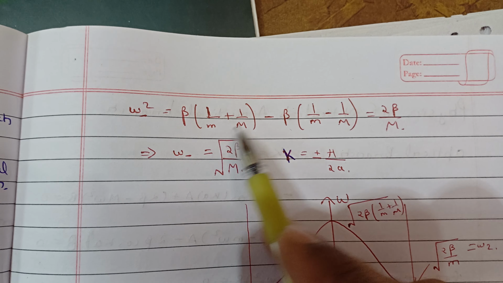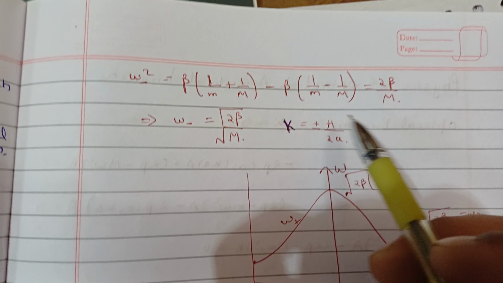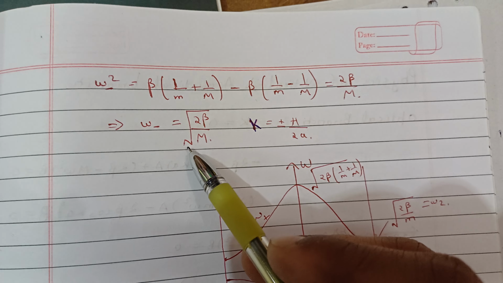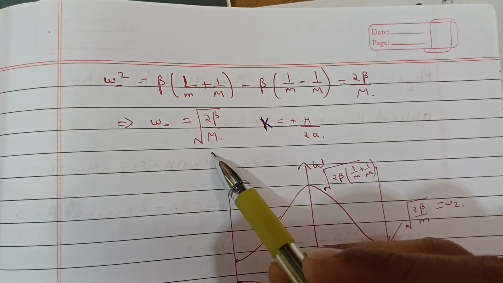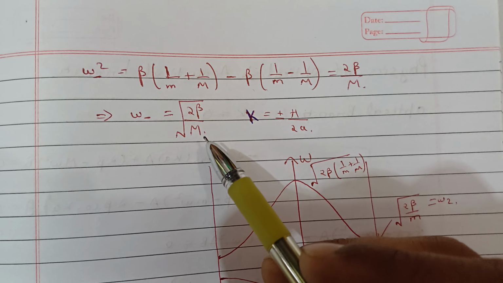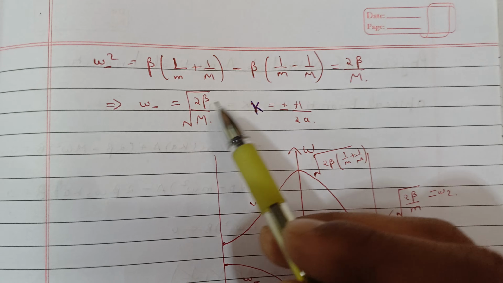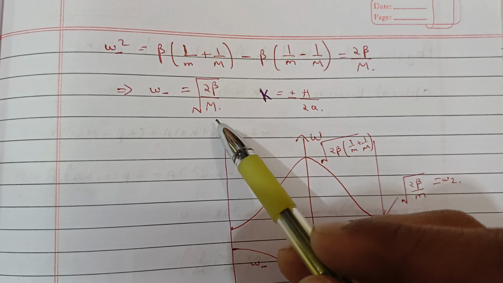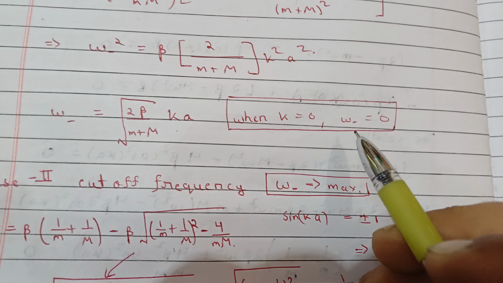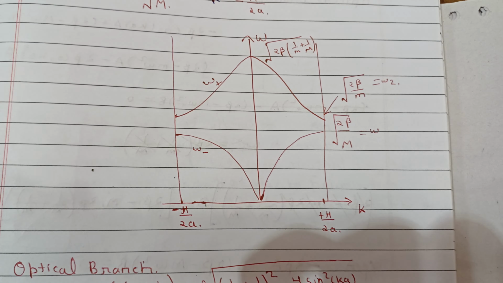Now beta by small m will cancel out beta by m here, and beta by M plus beta by M will give us 2 beta by capital M. So from here we get the frequency equal to root 2 beta by capital M. This is for a short wavelength region or a finite value of k, and we get this value at k equal to plus minus pi by 2a. So this is nothing but the maximum frequency possible, and the minimum frequency was possible at k equal to 0, that was 0. Okay, so if we represent this in a graphical form, then we will get something like this.